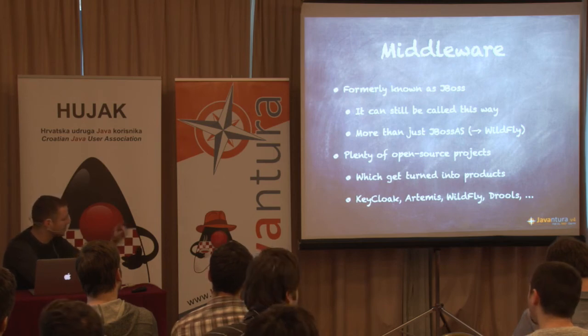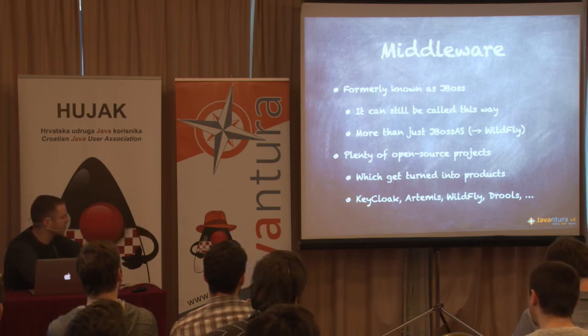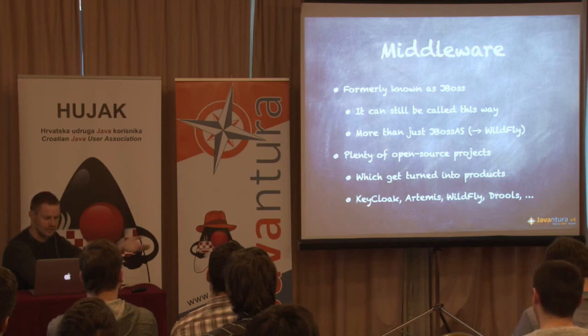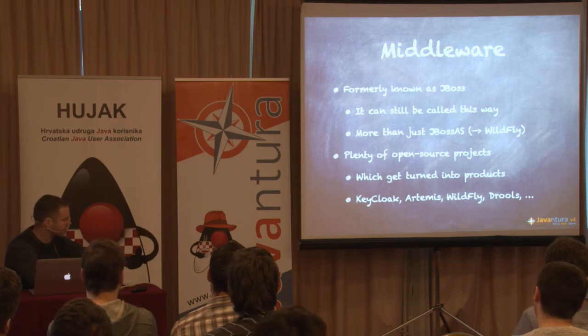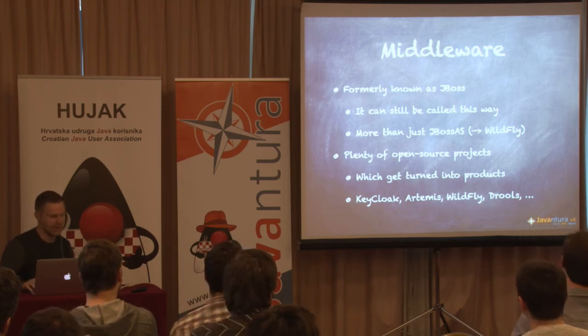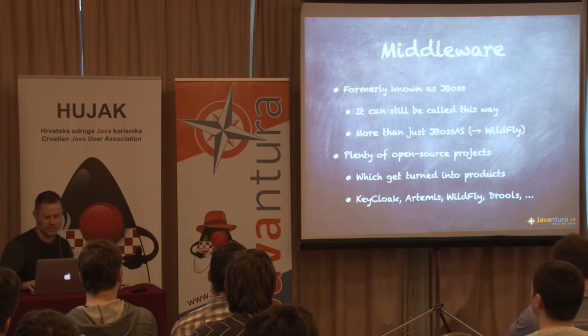Just to name a few, the stuff that we're going to use, and we already heard about it, is Keycloak. I'm going to also show Artemis, which is a joint venture of ActiveMQ and HornetQ. ActiveMQ came from Apache, HornetQ was our JMS or MQ solution, and now they joined forces into Artemis. Of course, Wildfly, Drools, and plenty more. I think we have around 100 open source projects.